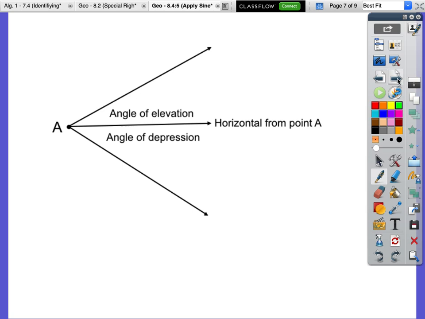If I turn it like this now, what kind of angle is it? Depression. If I turn it like this, it's an angle of elevation. It's all based upon where the horizontal is and where you're going from there. So if we have horizontal, anywhere down is an angle of depression. Anywhere up is an angle of elevation. We'll use that on some word problems.